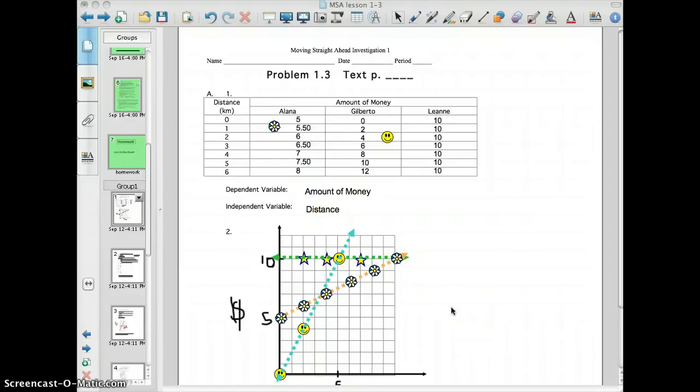Hi class, we're looking at reviewing 1.3. This is the raising money problem, okay?